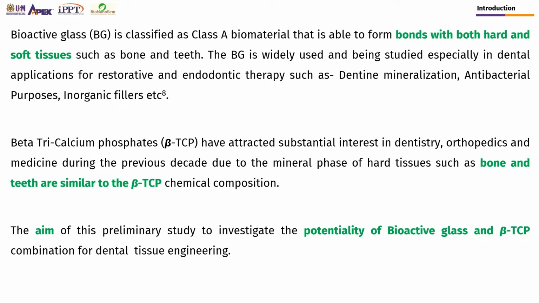Beta-tricalcium phosphate is an attractive biomaterial owing to its excellent biocompatibility and non-toxicity of its chemical components. It has attracted substantial interest in dentistry, orthopedics, and medicine during the previous decade due to its chemical composition similar to dental tissue. Its compounds are widespread in nature and biological systems.